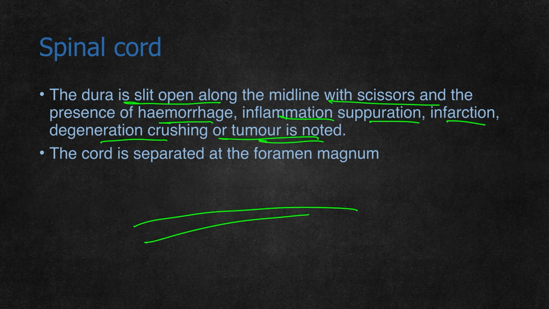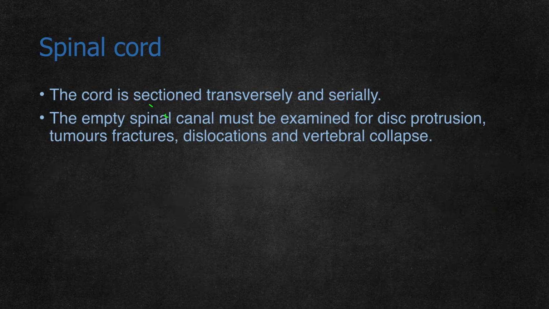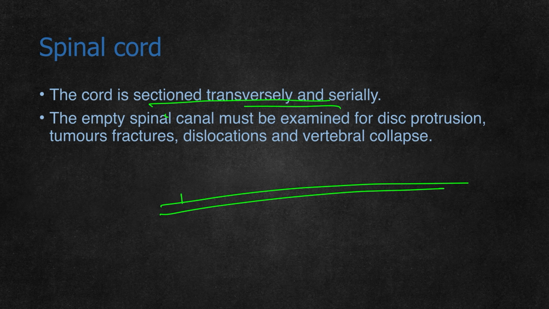The cord which has been separated is lifted and cut at the foramen magnum. Then later on, the cord is dissected transversely and serially. So the length of the spinal cord is removed and dissected transversely to look for any hemorrhages or any other abnormality.